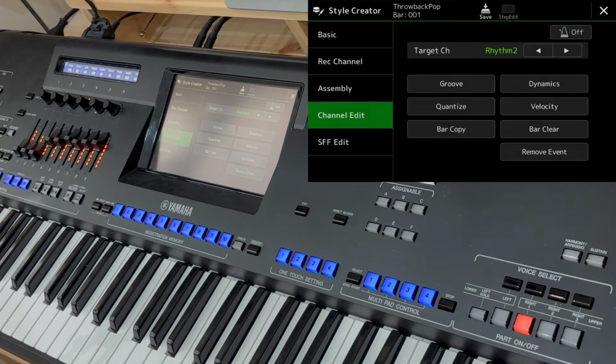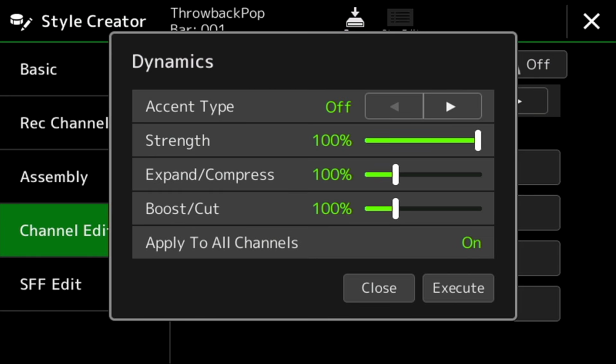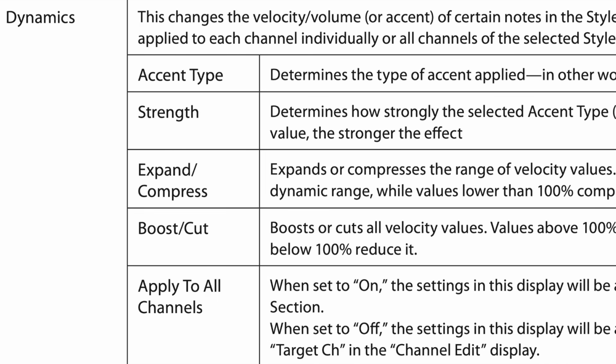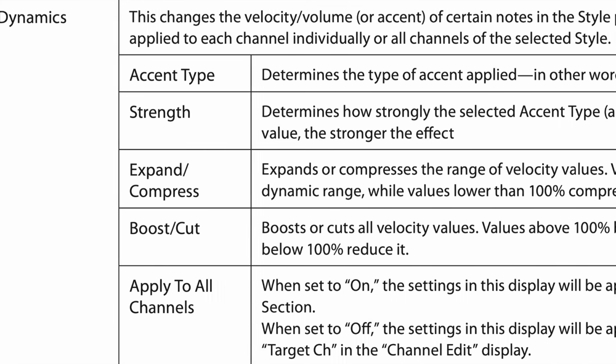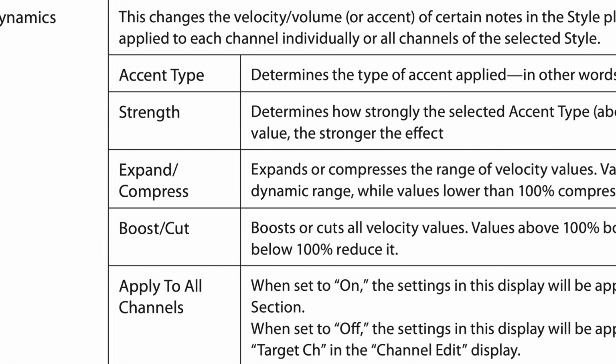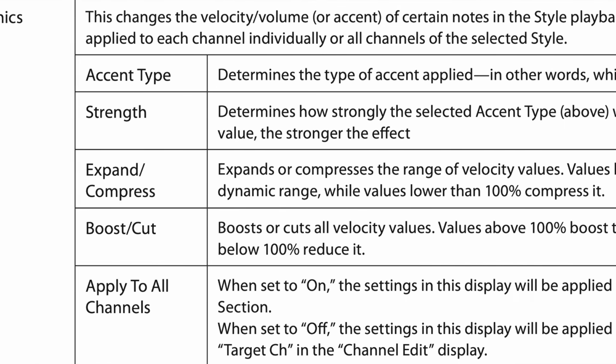So that's groove. Next we have the dynamic function, and this section allows us to make changes to the volume or velocity or accent of certain notes in style playback. The accent is an emphasis placed on a particular note or notes or chord, and this could mean the note is played louder or longer, quieter, less or more attack, etc.